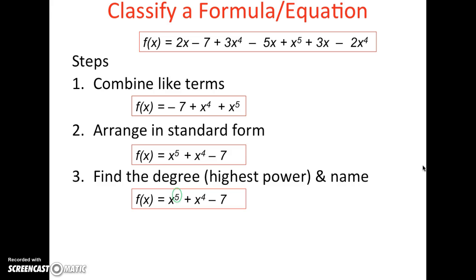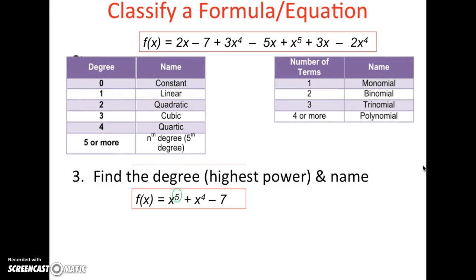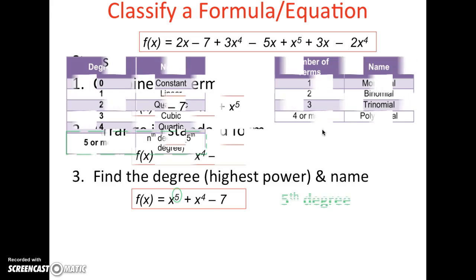All right, so we see that the highest power is 5, and if we're using our chart here, you're going to have to memorize this for the test. We're going to look at the chart, and we're looking under the degree, and we know that our degree is 5, so for the degree name, we're going to call it a fifth degree.